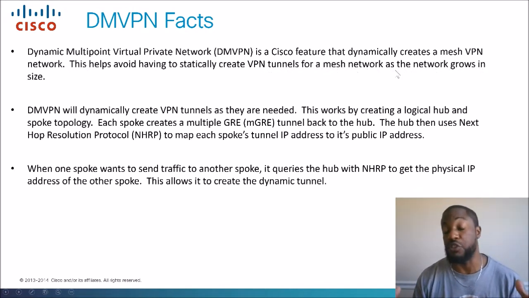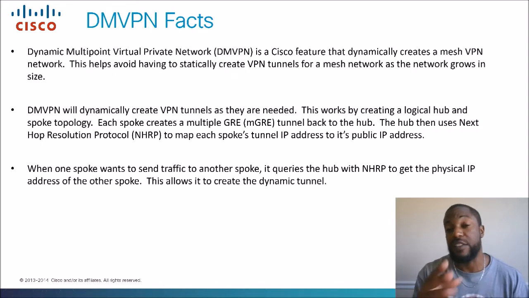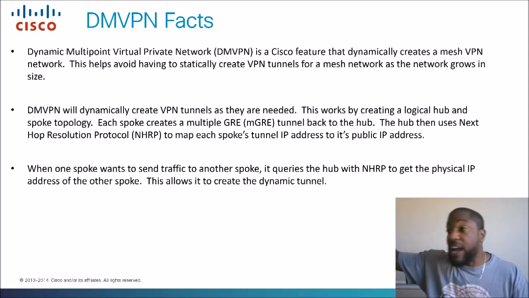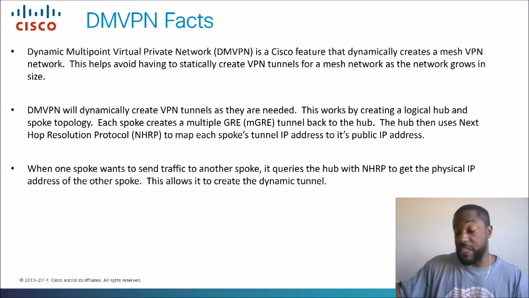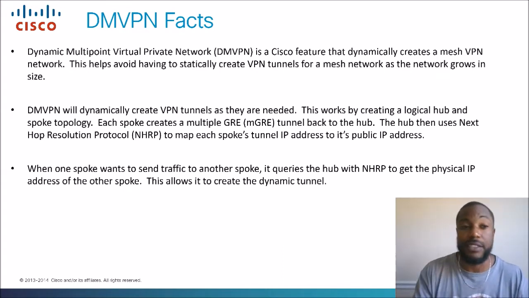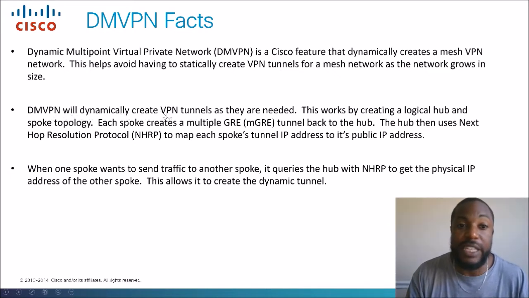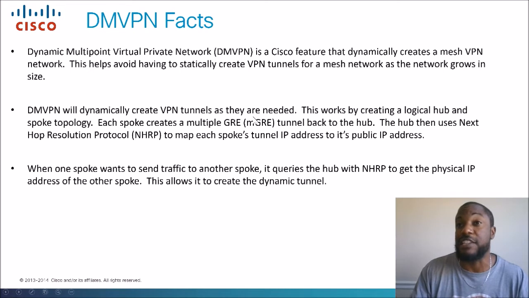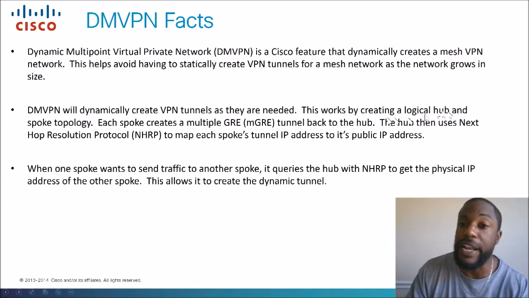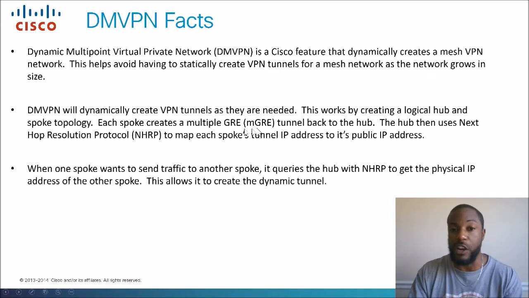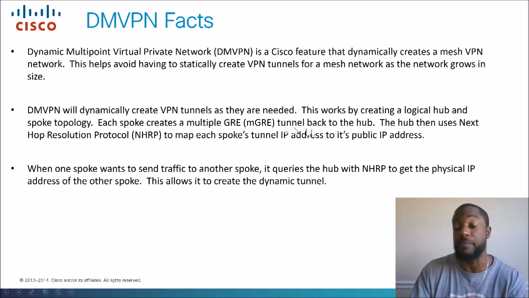So if we had only 2 agents that we needed to speak to, that's fine. If we had 500 agents, we can take this detachable cone or detachable tube to talk to everybody else, right? DMVPN would dynamically create VPN tunnels as they are needed. So basically, we're taking these detachable tubes to talk to them, and we just pull it out every time we need to talk to anybody else. This works by creating a logical hub and spoke topology. Each spoke creates a multipoint GRE tunnel back to the hub, or mGRE.